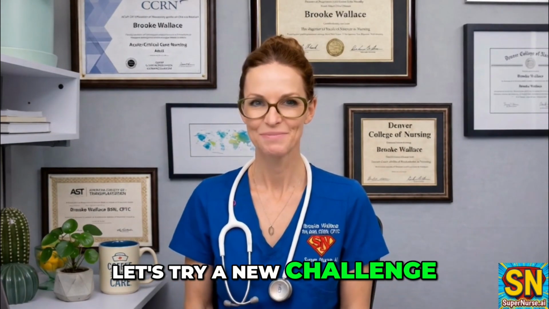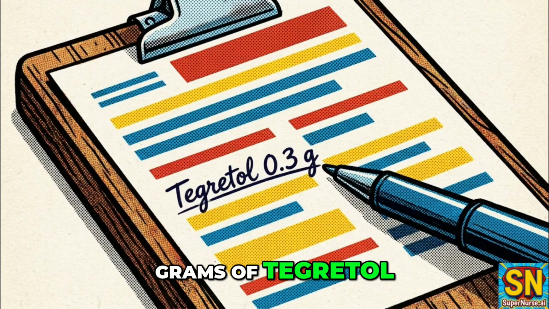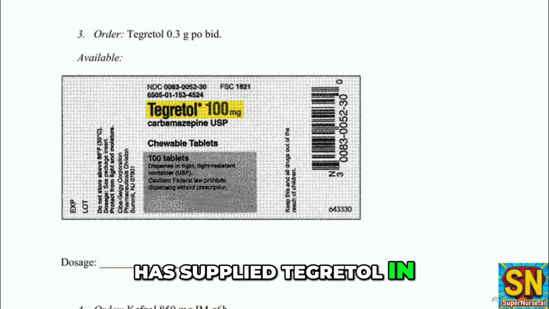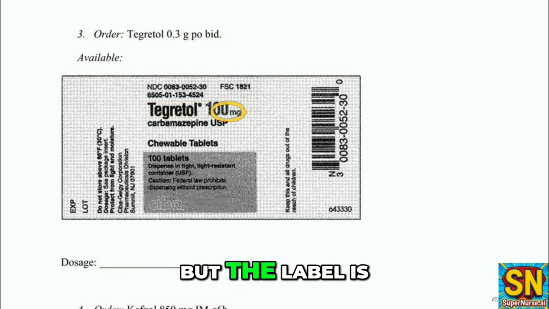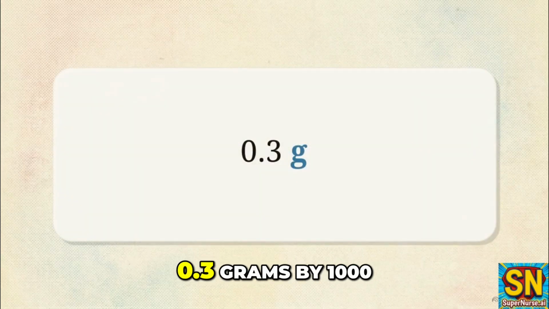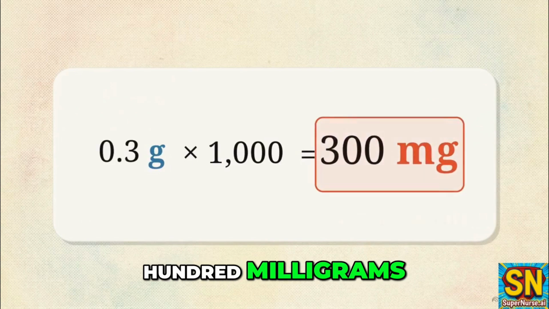Let's try a new challenge. A physician orders a desired dose of 0.3 grams of Tegretol. Looking at the physical label, we see the pharmacy has supplied Tegretol in 100 milligrams chewable tablets. The order is in grams, but the label is in milligrams. To align the units, we multiply the ordered 0.3 grams by 1,000. This gives us 300 milligrams.